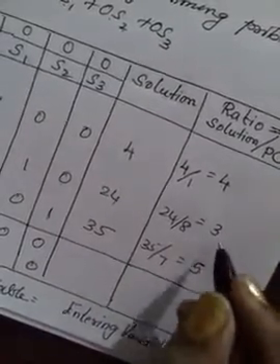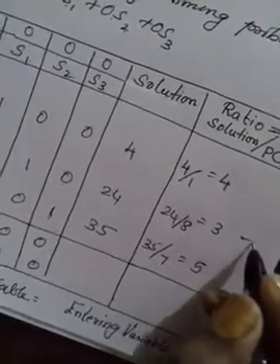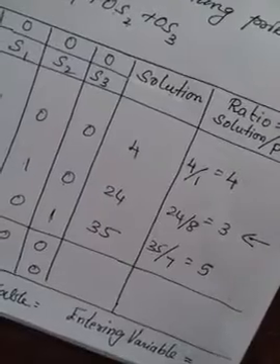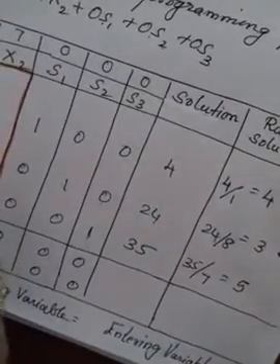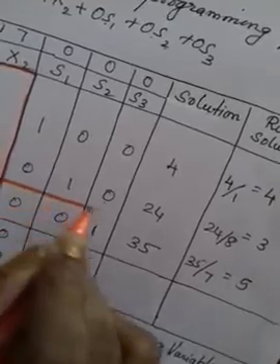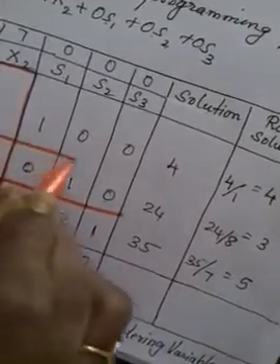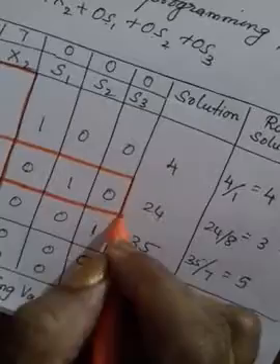All are positive only. So we got the minimum positive value, 3, is the minimum positive one. Put one arrow here and mark the corresponding row with any color pen. So the corresponding row I am going to mark with a pen. So this is called the pivot row.